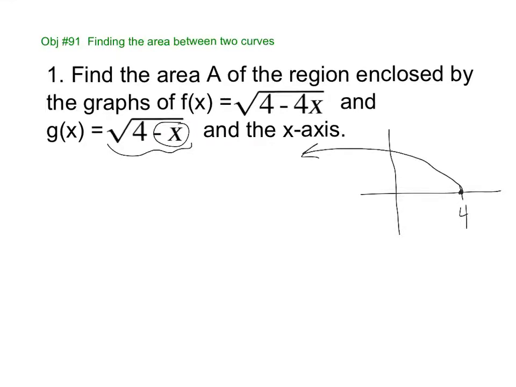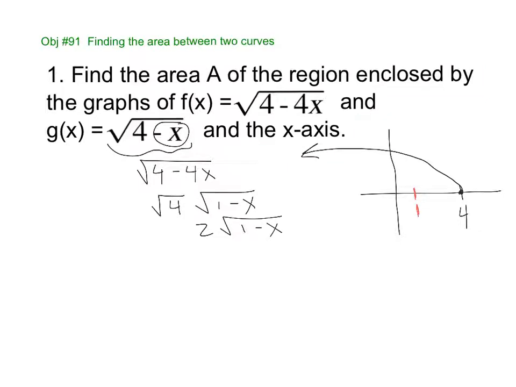And then look at the second one. Here's what I did to graph it. It's the square root of 4 minus 4x. I factored out that 4, so it's the square root of 4 times the square root of 1 minus x. So it's 2 times the square root of 1 minus x. So this one touches at 1.